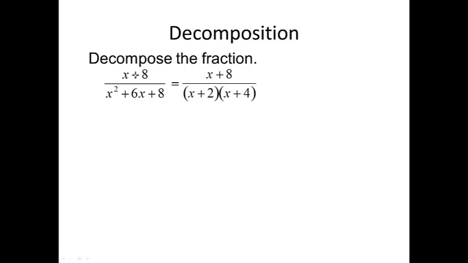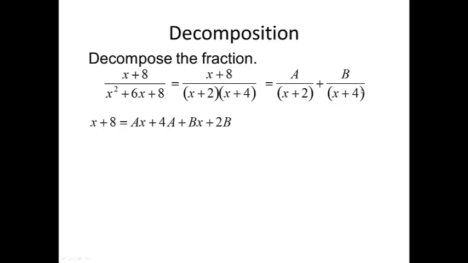Okay. First, I'm going to factor the denominator because I need to know what the factors are, or what the individual fractions' denominators were. We don't do anything to the numerator. So now we have the two factors, x plus 2 and x plus 4. We don't know what the numerators are, so I just put A and B. Get a common denominator, which we will multiply the A by the x plus 4, multiply the B by the x plus 2. I get this is equal to x plus 8.